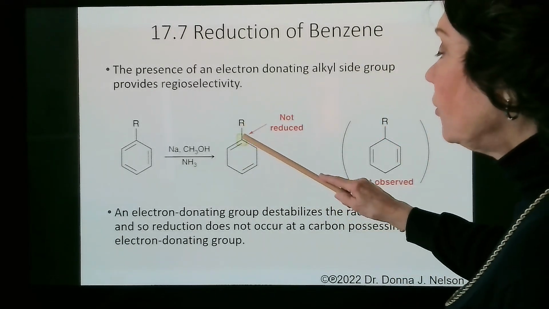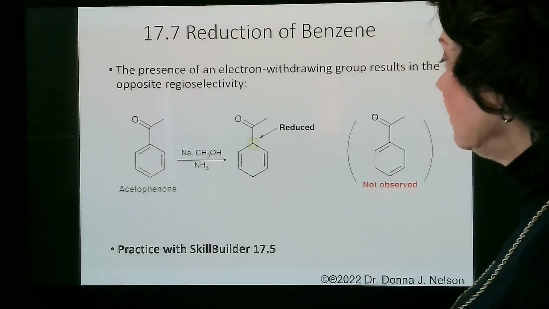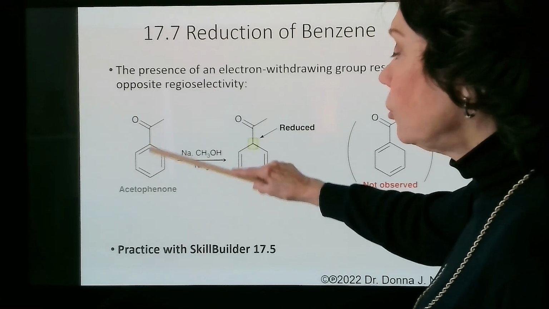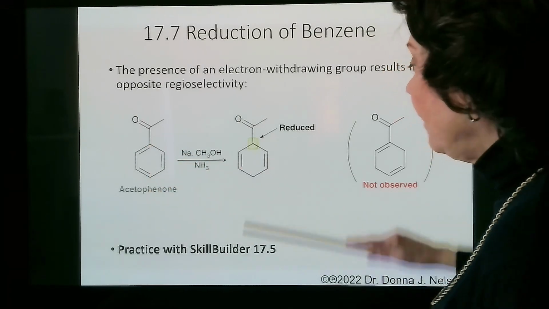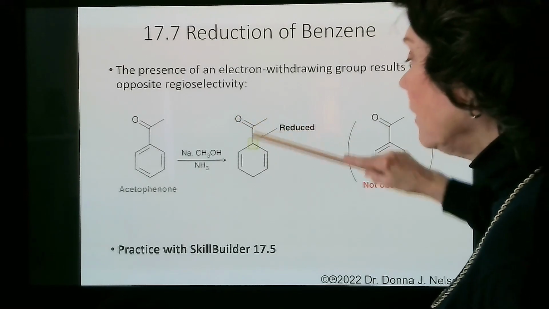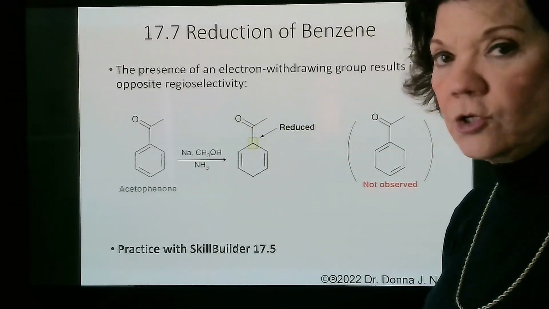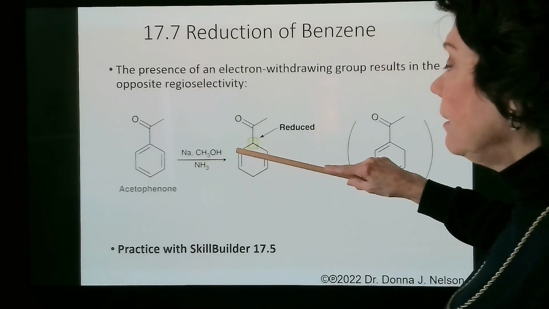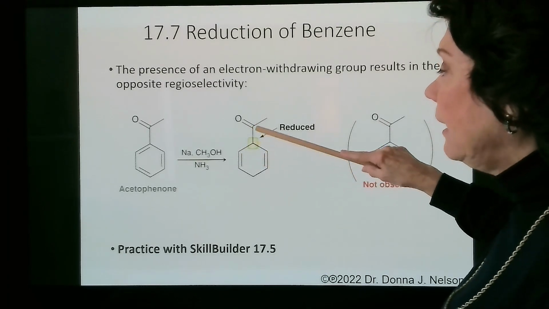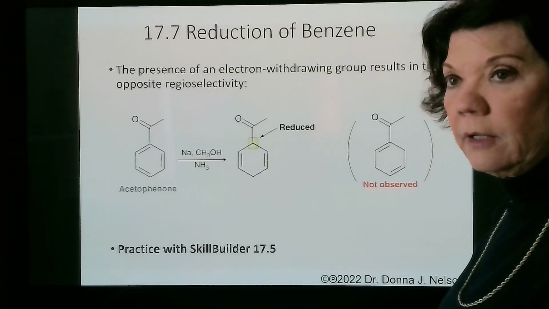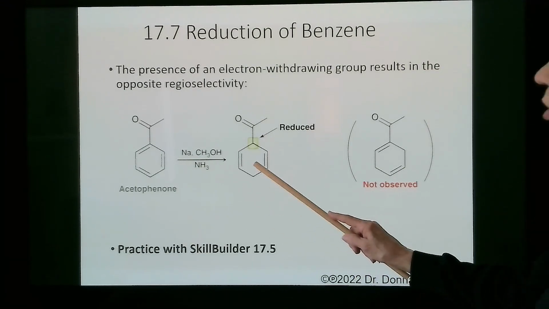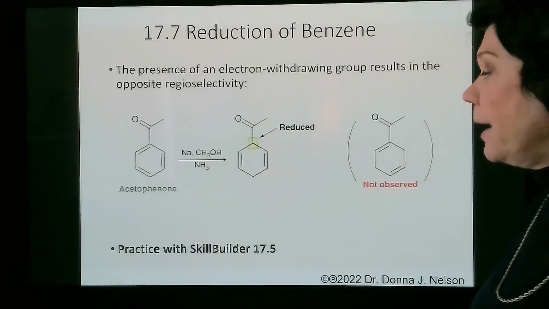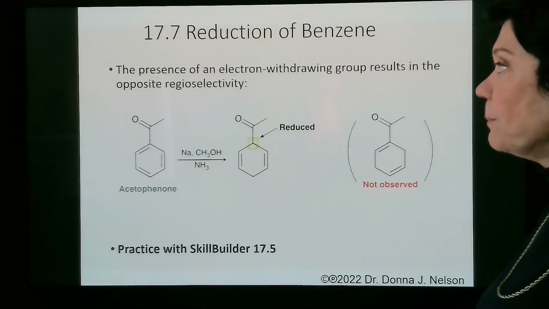However, if this substituent is electron withdrawing, when the Birch reduction takes place, then the electron withdrawing group will not be attached to one of the pi bonds, because the pi bond is less stable if it has the electron withdrawing group attached. So this is the product with the electron withdrawing group not attached to one of the pi bonds.